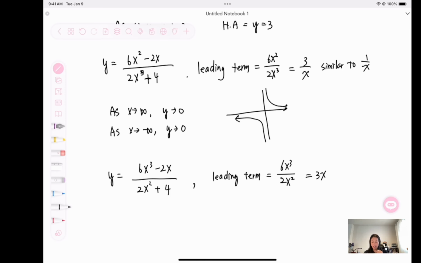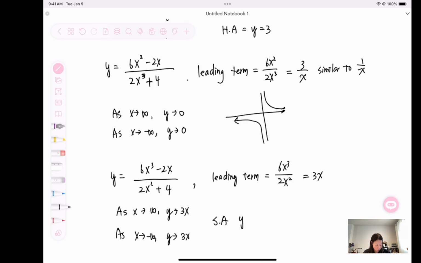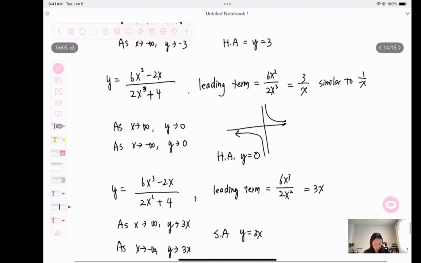If the graph looks this way, that is a non-flat line. We call this a slant asymptote. That means as x approaches infinity, y approaches 3x. As x approaches negative infinity, y also approaches 3x. This is a slant asymptote, y equals 3x. And in the previous one, we found a horizontal asymptote, y equals 0. Here are the asymptotes that we found.